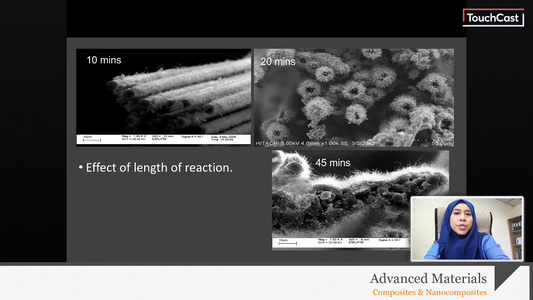The length of reaction is also important, and an optimum length of time would yield carbon nanotube coatings with good coverage on individual carbon fibers. However, if we allow the process to continue for an extended length of time, in this case, for example, 45 minutes, this is not desirable because bundles of fibers would be coated, and this would affect the effectiveness of fiber-polymer interaction in the composite.